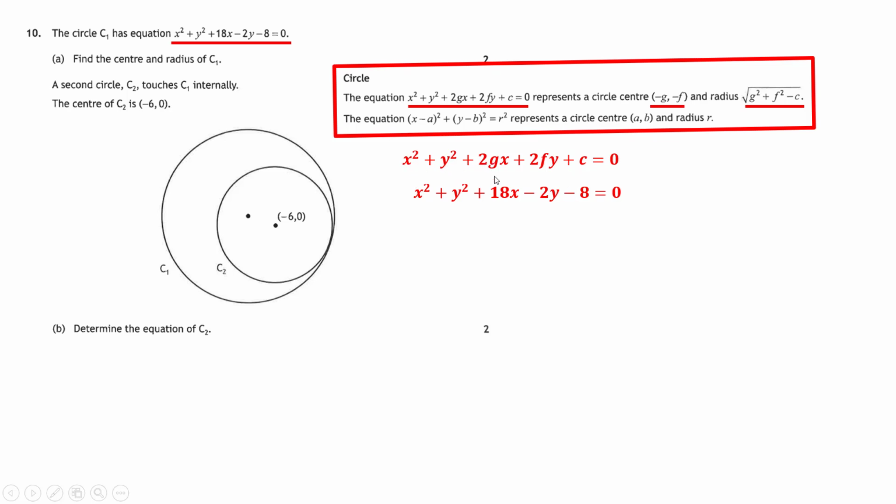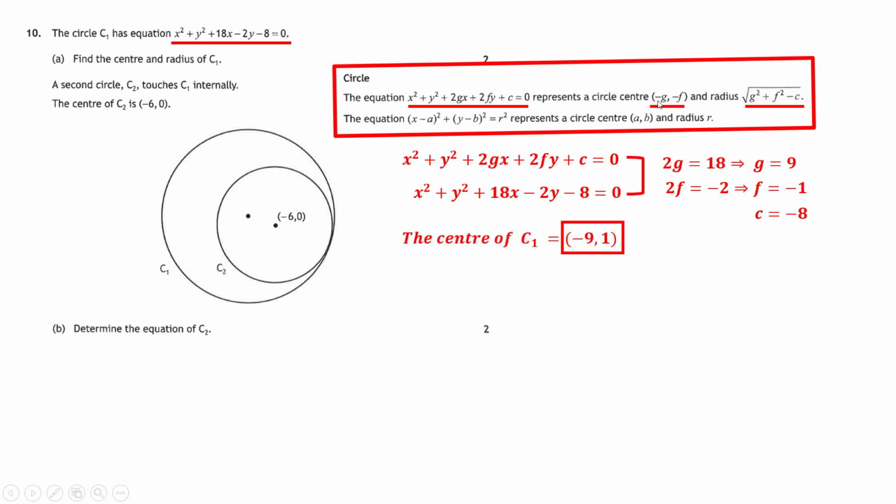So we can see 2g will be equal to 18, which means that g will be equal to 9. And then 2f is the same as -2, so f is -1. And c is the number on its own, which is -8. So we can now write down the centre. The centre is given by -g, -f, so it's -9, the negative of -1, which is +1.